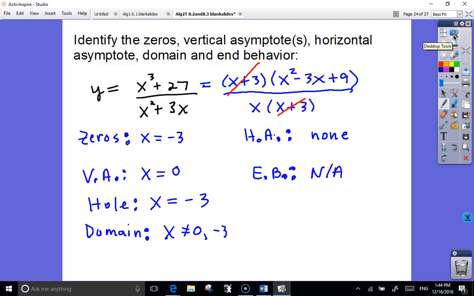The books I've taught out of in the past, first they would have you find the points of discontinuity, and then they would have you classify them into one or the other. This is a hole, this is a vertical asymptote. I guess they know what they're doing.